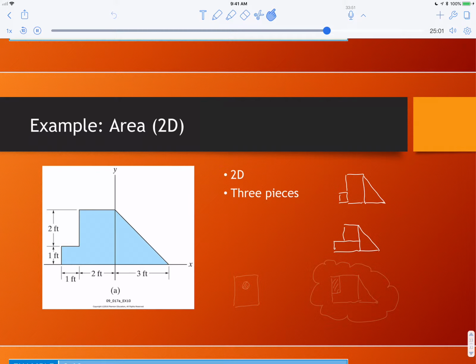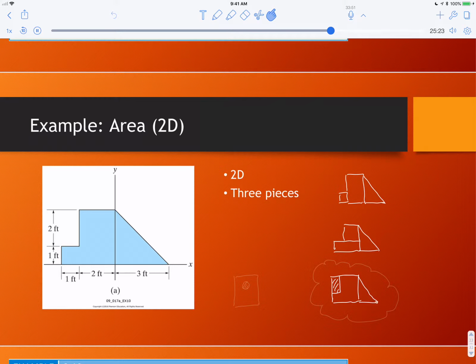But no, what we're going to do instead, to be different, is take this giant square and this giant triangle, and then subtract out this little rectangle. And this is pretty cool. We're going to demonstrate how to subtract stuff out.